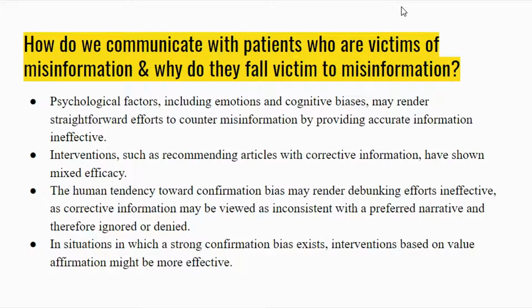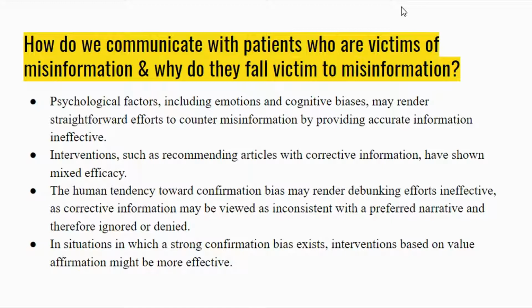But the best way that you can approach this is through what's known as value affirmation. Now, when you have got that strong confirmation bias, the more you argue, the more you counter their thoughts or counter their opinions, the more they kind of double down on them, and they feel backed against the wall, they feel defensive. So it's really difficult to overcome that barrier.